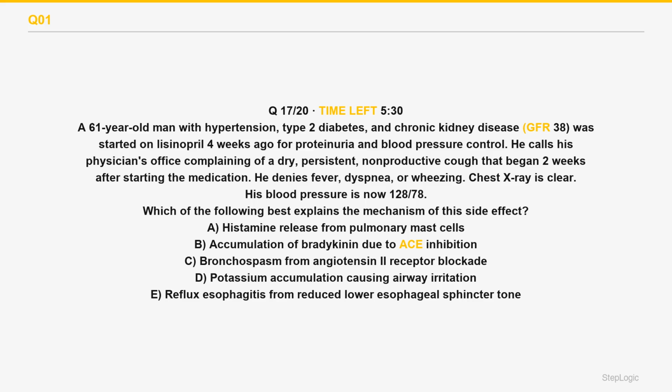Read the command. Mechanism of this side effect. ACE inhibitor, dry non-productive cough, no infection, clear chest X-ray. Classic drug side effect question.